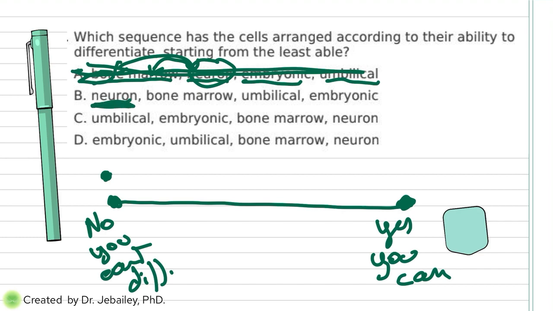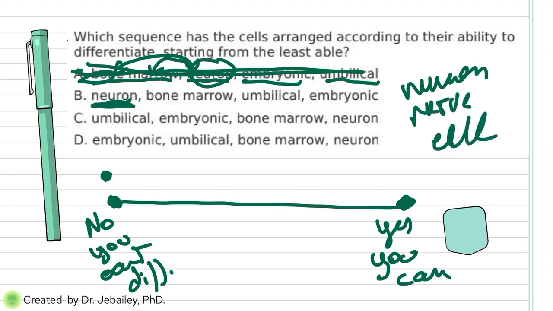Next, neuron. By the way, for those who don't know, a neuron is a nerve cell. So that means you have been fully differentiated. That's your job. Bone marrow, the good thing about bone marrow is that bone marrows produce stem cells, so that means you can differentiate. Umbilical cords, these are still on the baby, so it still has stem cells. It can differentiate. And embryonic, it's actually the baby, so it can definitely do it. So B looks like a promising answer, but still, let's continue.